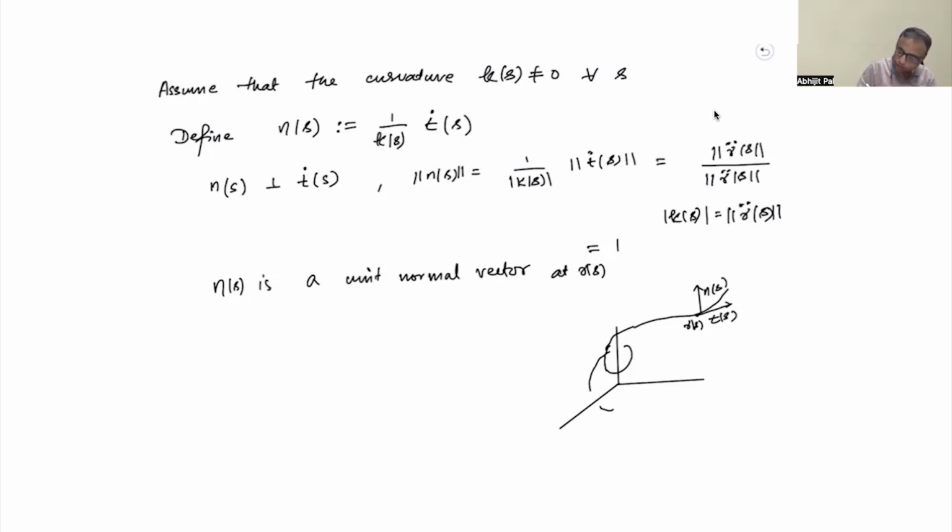Now this T and N generate a plane. That plane we'll call the osculating plane. The plane determined by this tangent vector T and the normal vector N is called the osculating plane.